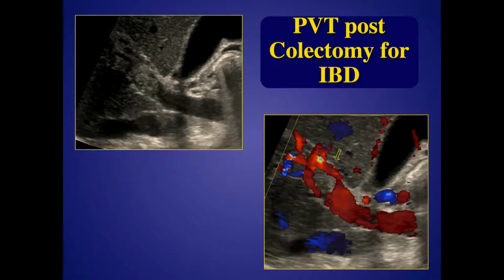The pitfall here, of course, is not to have the color gain set too high, because color can override grayscale. And as I'll show you tomorrow at the SamSlam course, I'll show you some of the pitfalls of vascular imaging where clot can be obscured by color flow imaging.